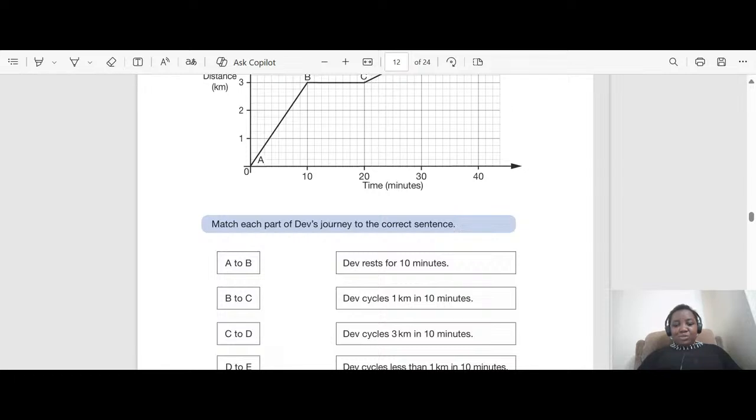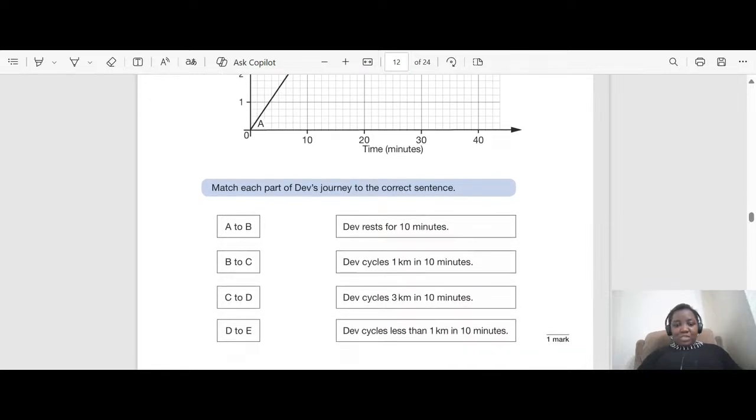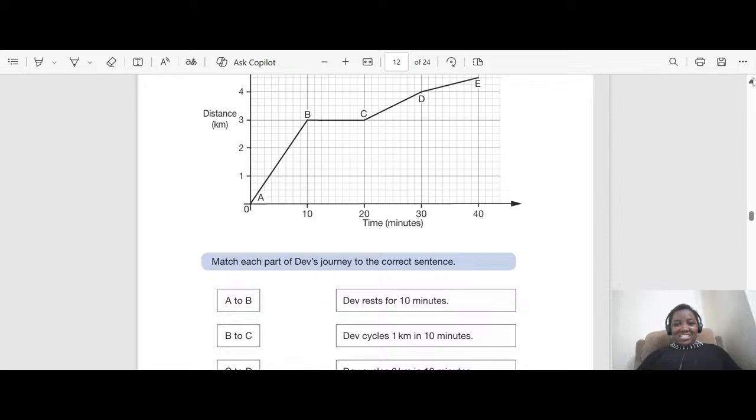Then Dev cycles 3 kilometers in 10 minutes. So we can see that that is from point A to B. He went from 0 to 3 kilometers and he did it in 10 minutes. So that's from point A to B. Then Dev cycles less than 1 kilometer in 10 minutes. Oh, he did less than 1 kilometer and he did it in 10 minutes.